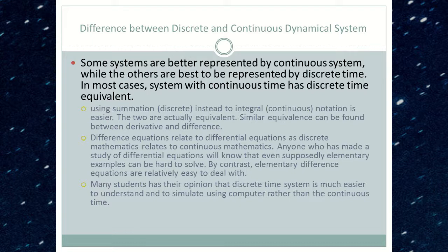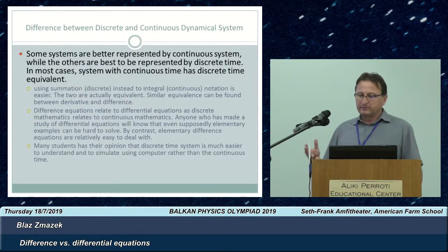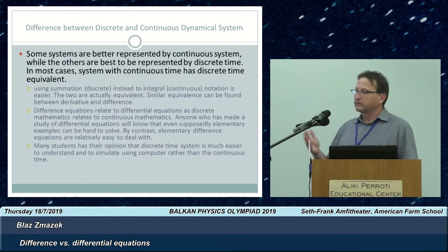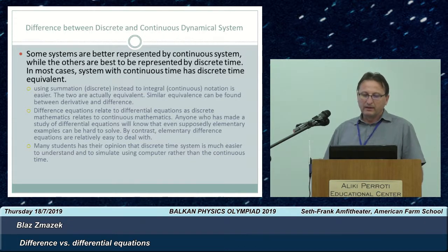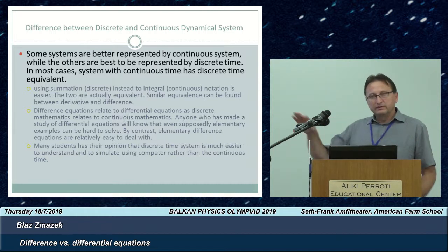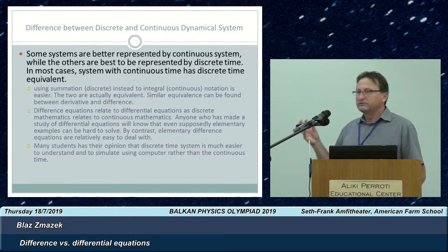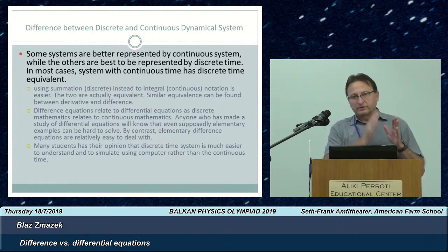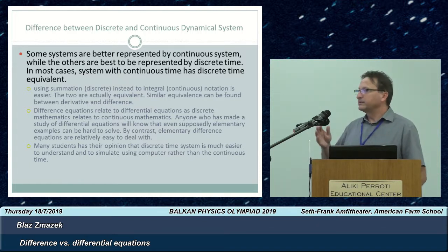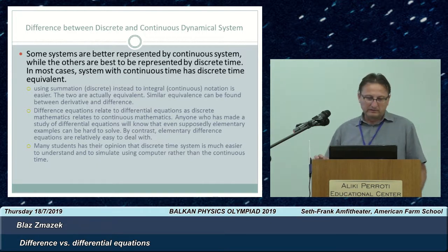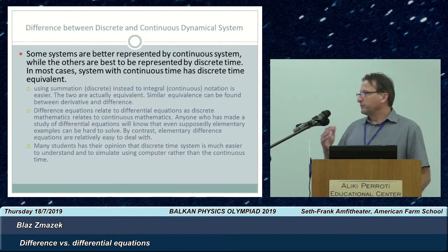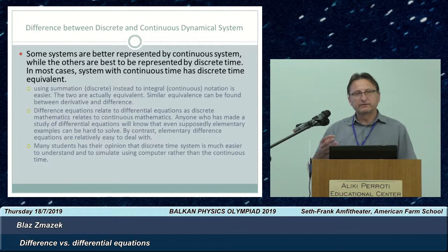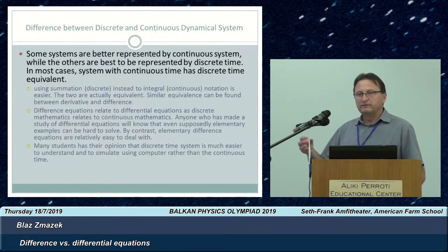So, the difference between discrete and continuous dynamic systems. Some systems are better represented by a continuous system, while others are best represented by discrete time. In most cases, a continuous system has a discrete time equivalent. So we can just cut the graph and we get a discrete graph. What is the difference in manipulating those systems? Using summation in the discrete system, instead of integration.